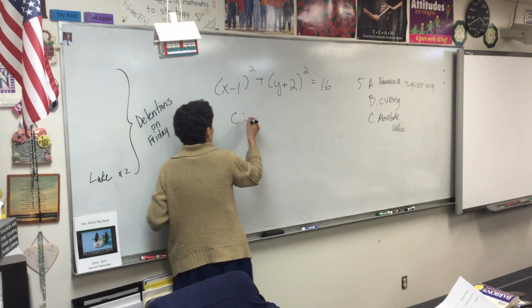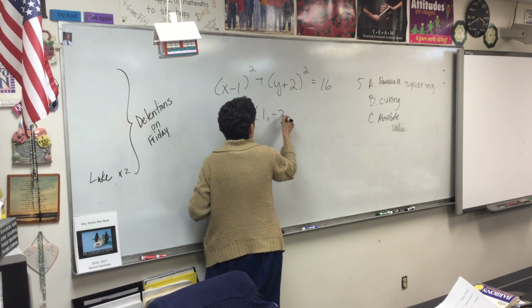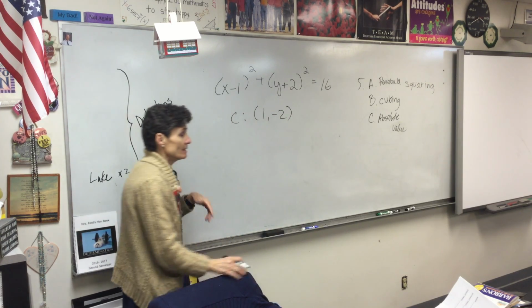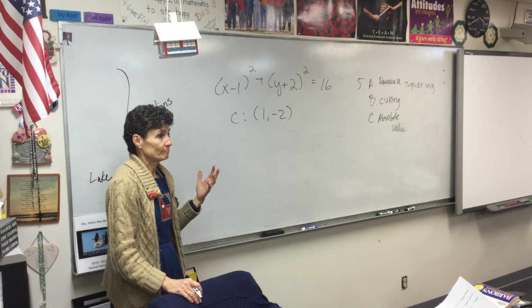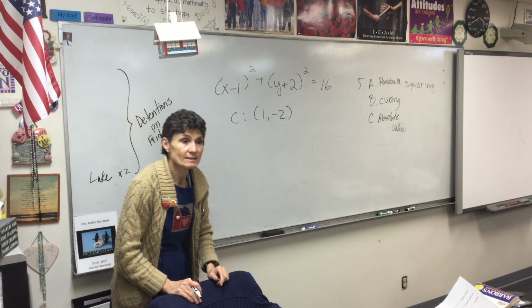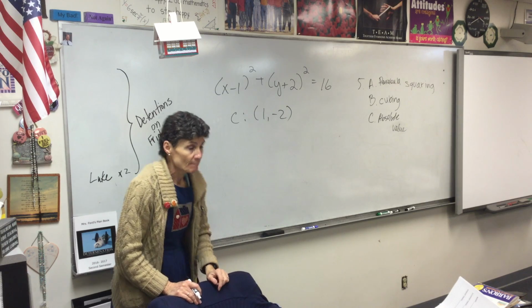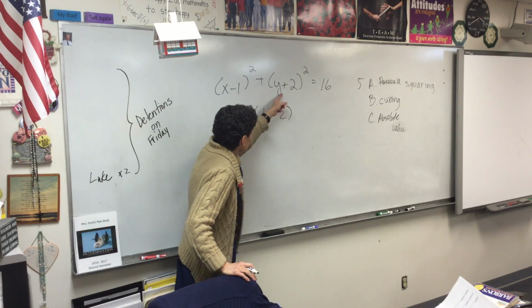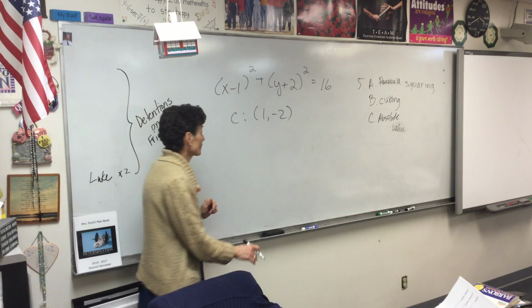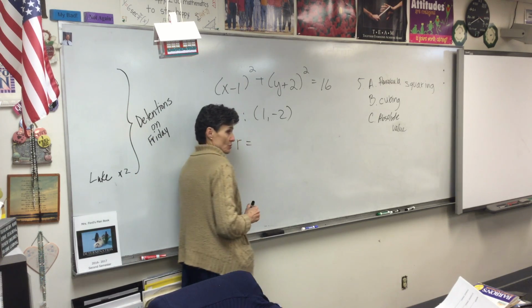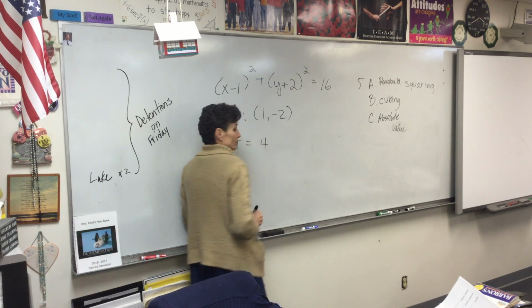The center of this circle is at 1, -2. Now, how did I get that? It's the opposite of what's inside the parentheses, in x, comma, y. The radius of the circle is 4.